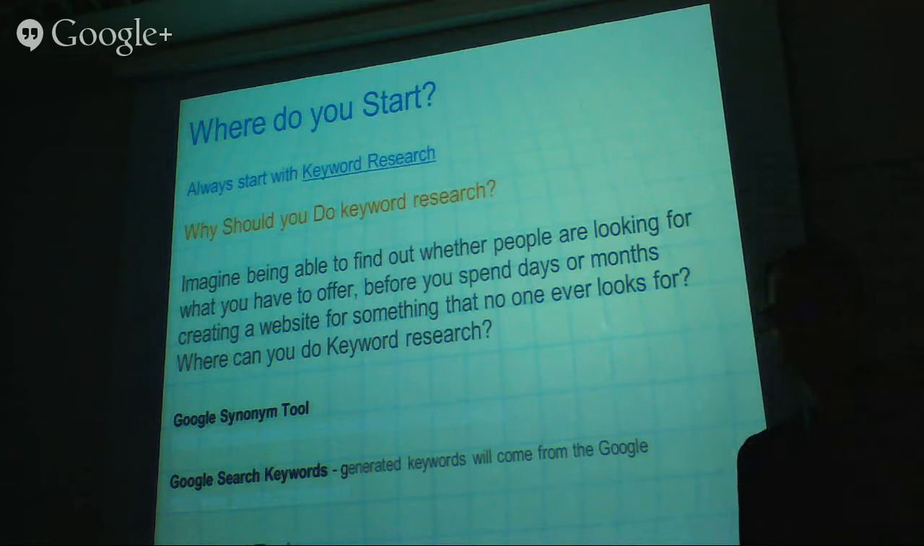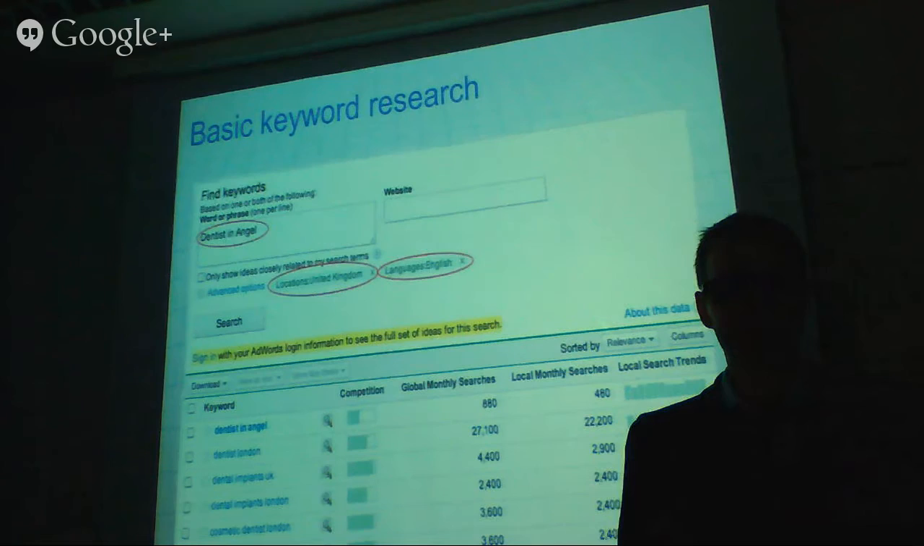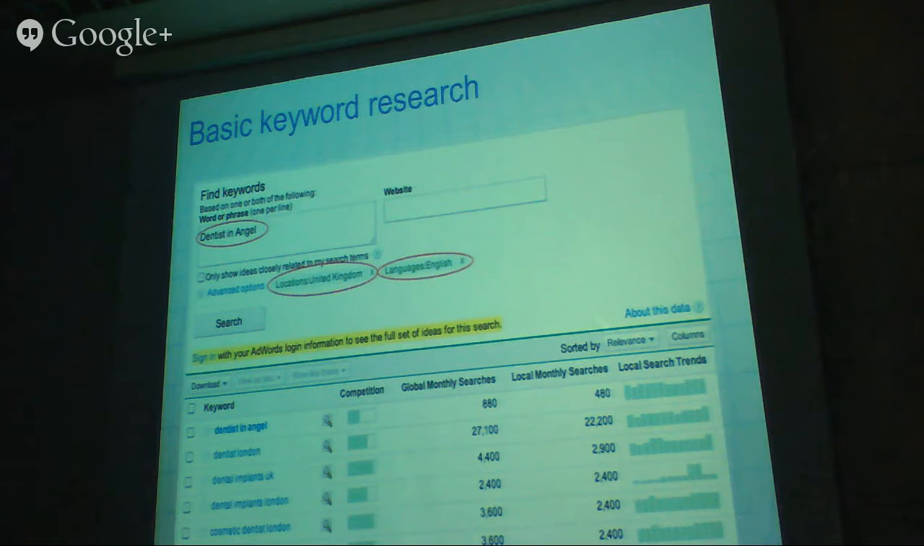But does that make sense? You start with a basic keyword, okay? So in this case, let's say you are a dentist in Islington or Angel, and you want to find out what people are searching for. So you type in dentist in Islington.